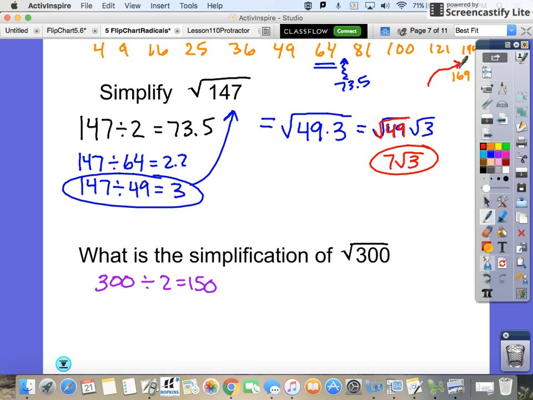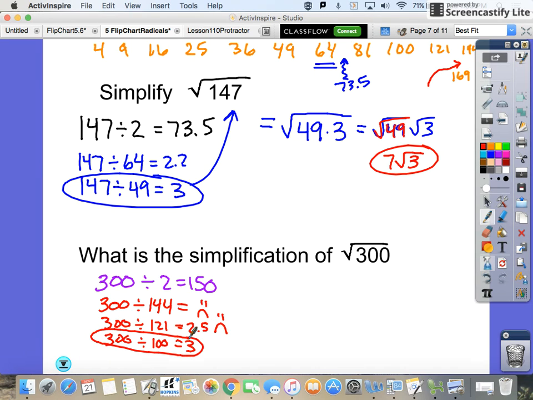So if we do 300 divided by 144, it comes out bad. It's a decimal. If you do 300 divided by 121, it's also a decimal. It's like 2.5, no good. If you do 300 divided by 100, we get 3. So this is a good one for us. We can change this to the square root of 100 times 3, which is root 100 root 3. So we get 10 square root 3, 10 times the square root of 3.